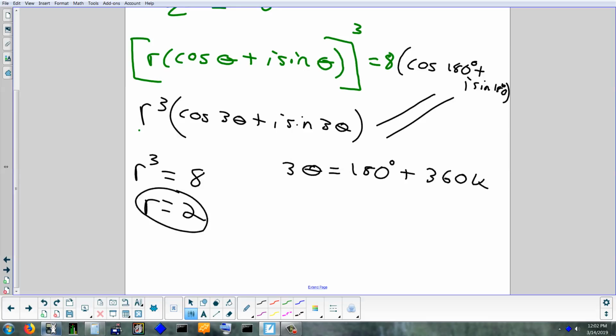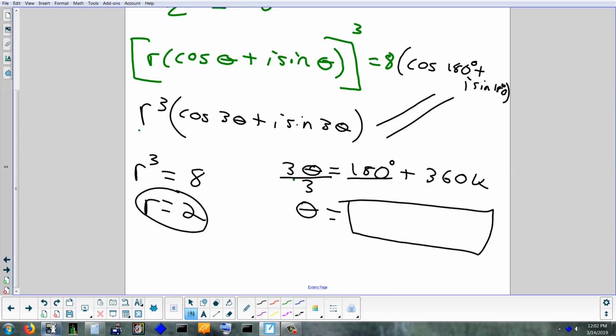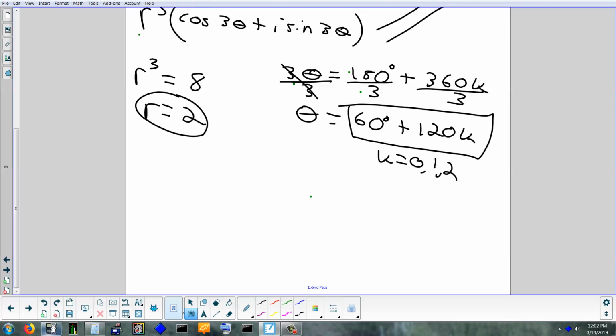Now the last step before we write our answers: get rid of that 3. All I want is theta equals. How do I get rid of that 3? Divide by 3. What's 180 divided by 3? 60. 360 divided by 3? 120. And that's it. We're like 90% done. Now we just write all the answers. What are you going to let k equal to get 3 answers? 0, 1, 2.